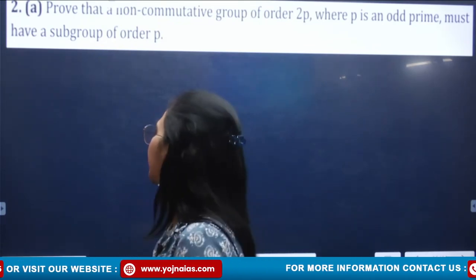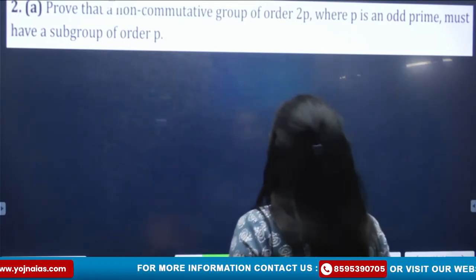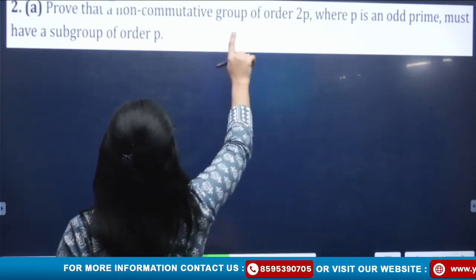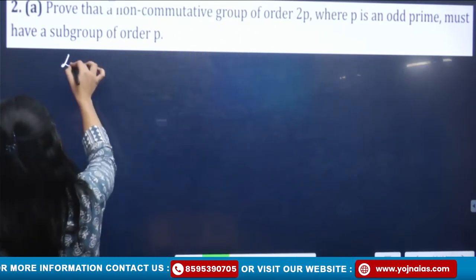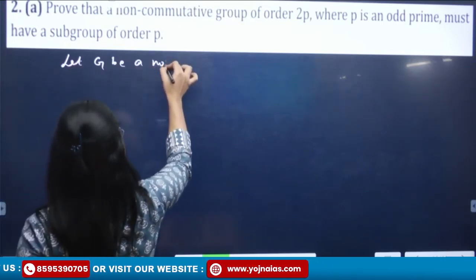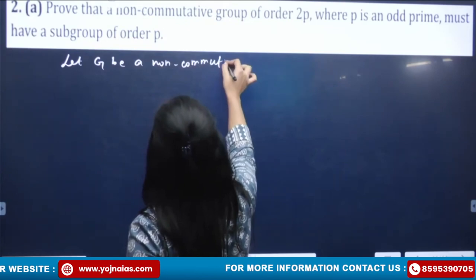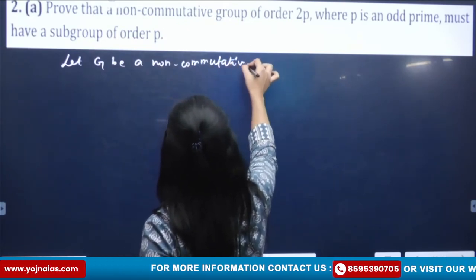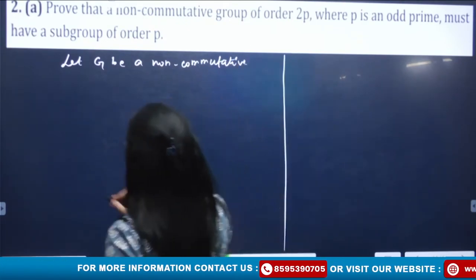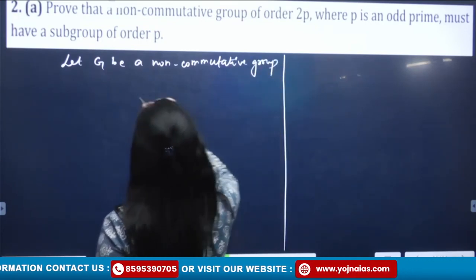And we need to prove that it must have a subgroup of order p. Again, we will apply Lagrange's theorem of groups. What does that say? They are saying prove that a non-commutative group, let G be a non-commutative group of order 2p.